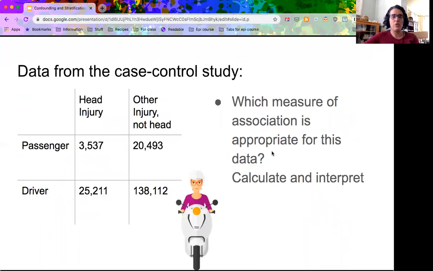Here you go. You've got who has head injuries and who has our control group. Again, another injury, but not to the head. The exposed is the passenger. The unexposed is the driver. I'd like you to think about which measure of association you should be calculating. Should it be an RR or an OR? Calculate it and interpret it. This is the last slide for now. I'd like you to do that and fill your answer in on the form. The next video will pick up right with that answer. So once you've done that, why don't you start the next video?